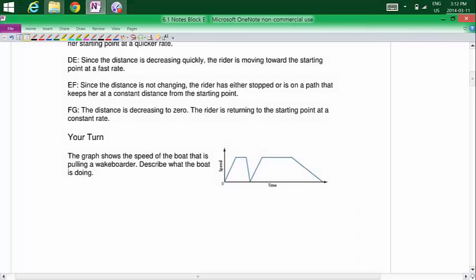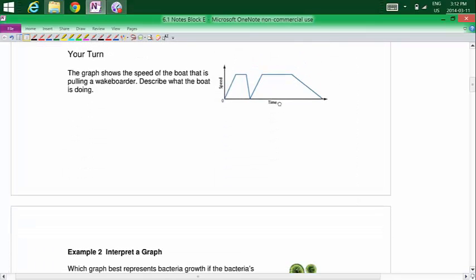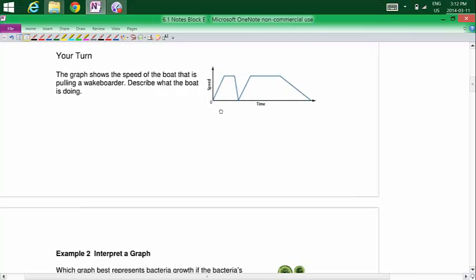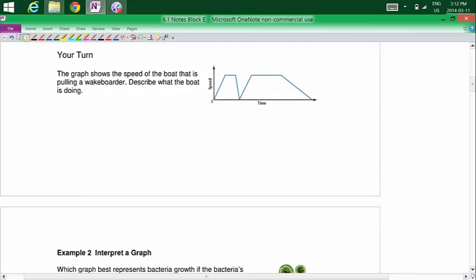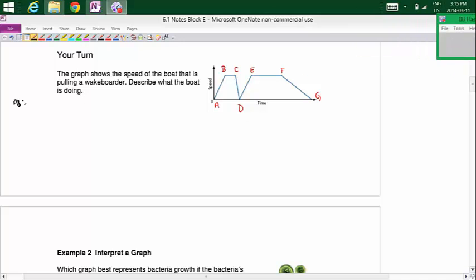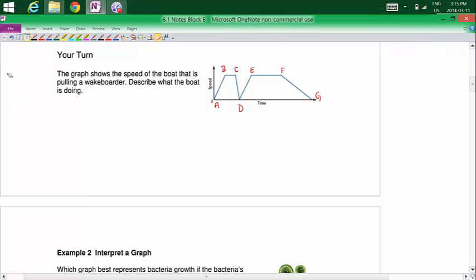This is your turn, so you could stop the video and try it out on your own. And then start it up again and I'll walk you through it. All right, so your turn.